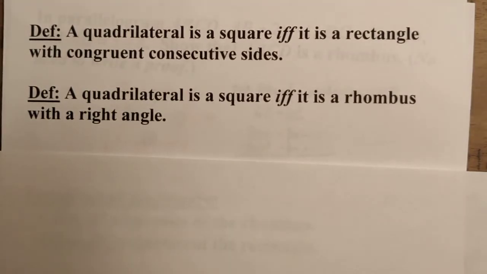Similarly, we can say that a quadrilateral is a square if and only if it's a rhombus with a right angle. So that's going to be very important to us as we go, okay? And we can kind of see this sort of thing here. This works out very nicely.